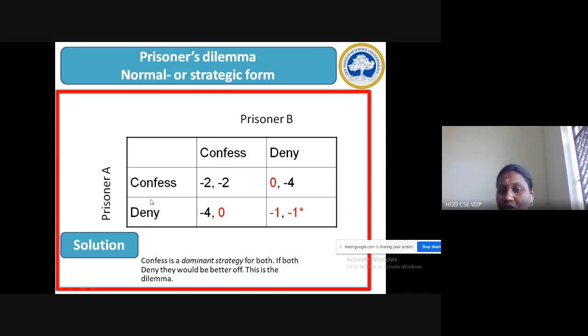What it corresponds to? Deny. So this Nash equilibrium is going to be the optimal solution for prisoner A and prisoner B. So they both have to deny. Okay, so that is all about Nash equilibrium.